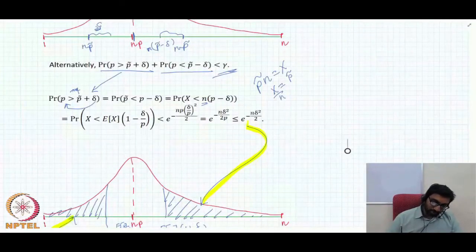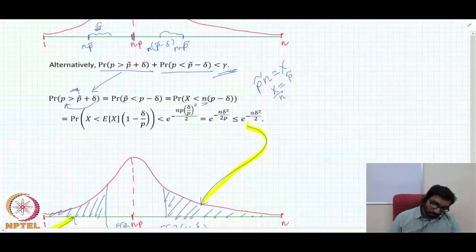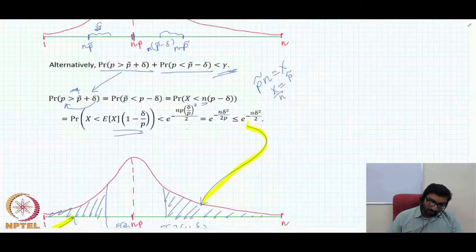Now we're close to applying the Chernoff bound. Recall that n times p is E of X. So if you pull out the p from within here, you get E of X times 1 minus delta divided by p. Now we're ready to apply the Chernoff bound, because we have the probability that the binomial random variable is less than its expected value times 1 minus some quantity. The bound we get is e raised to the minus np times delta over p squared, divided by 2.